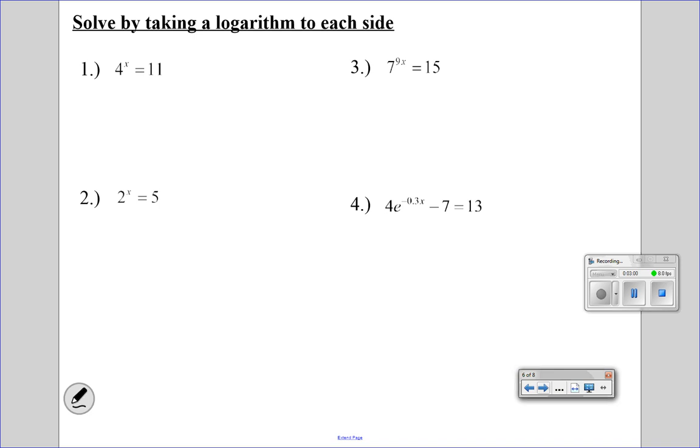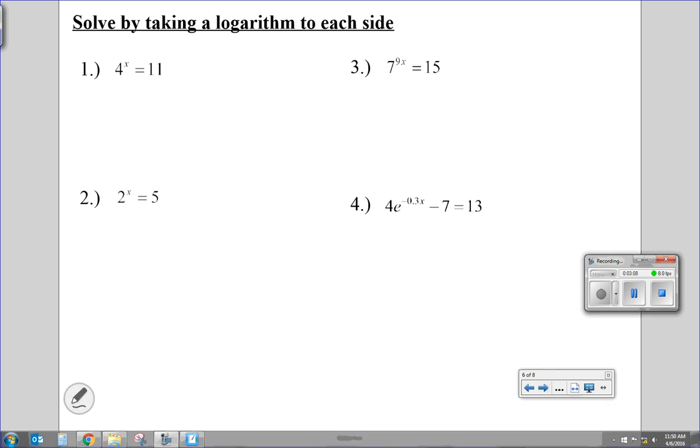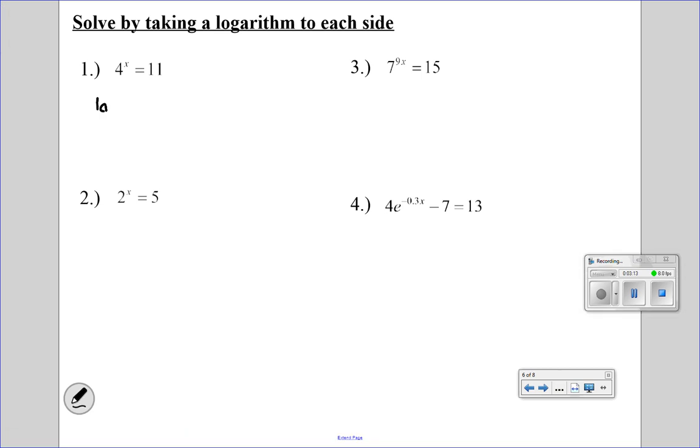Now, if we don't have common bases, the way that we can solve exponential equations is to take the logarithm of both sides. So, we're going to take the log with the same base as our number raised to the exponent in order to cancel things out. So we have log base 4 of 4 to the x equals log base 4 of 11. Like I said, we're just going to take log base 4 of both sides. We know by our properties that cancels out, so we just have x equals log base 4 of 11.